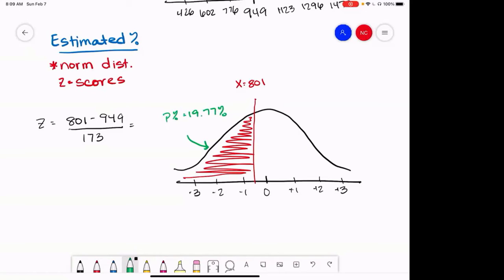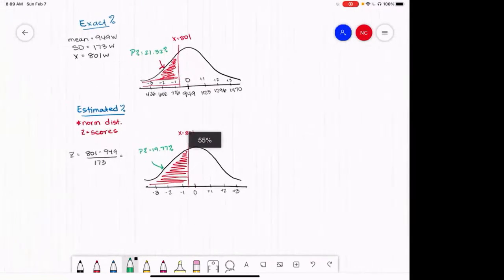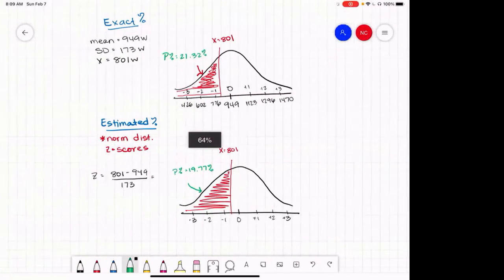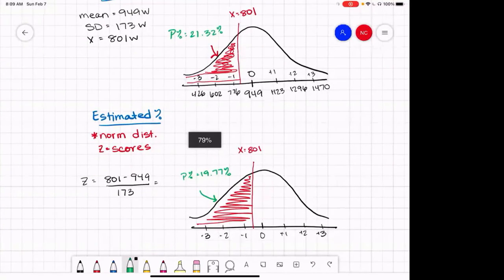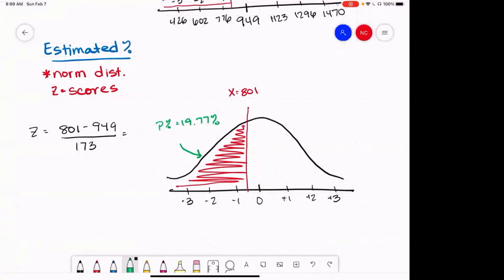And so then some of you might be thinking, well, I have to answer this question on why the percentiles are different, right? Because we have this discrepancy here, if I zoom out, of an exact percentile of 21.33% and a percentile of 19.77. So why are they different, right? And this difference in percentages points to one of the key aspects that I have been trying to hit home with this, which is that when you have an estimated percentile, you have to assume it's normally distributed.